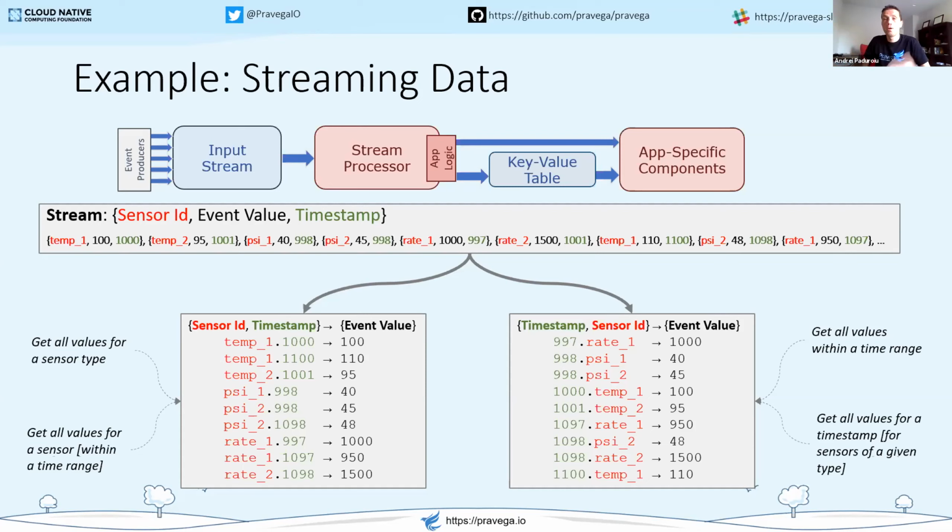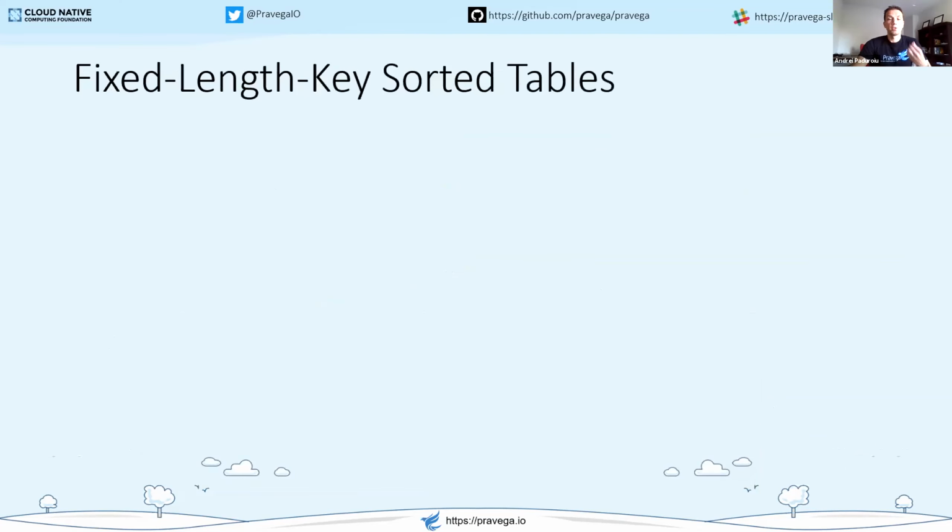So that's one way we envision the KeyValue tables could be used to complement your streaming environment. Okay, so I'm going to spend one slide talking about the big backend change that enables all of these new things in beta 2. We introduced something called a fixed length key sorted table.